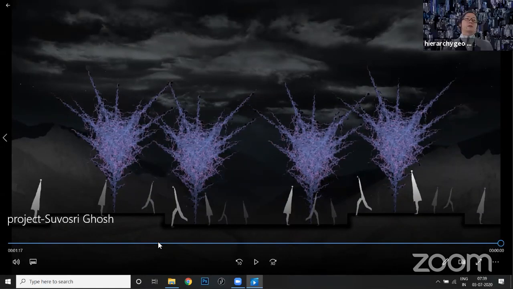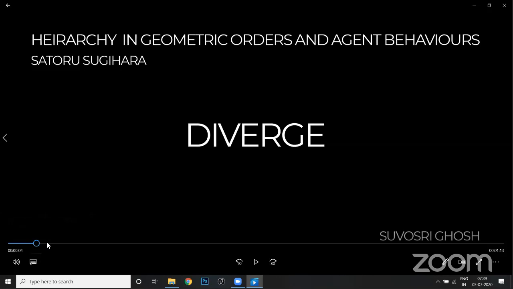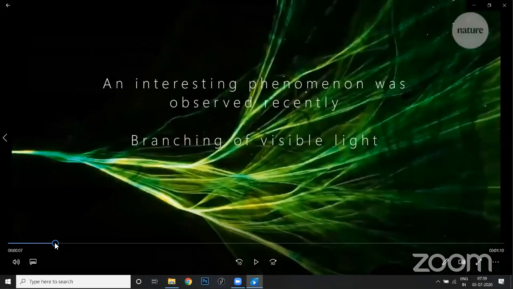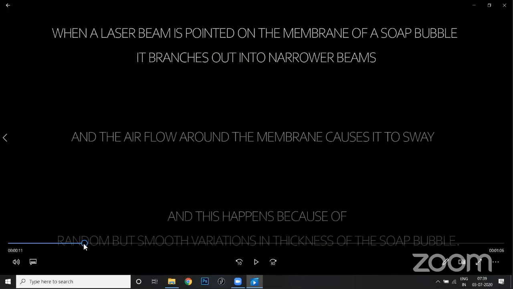Can you explain your project for people who see these? So I named my project Diverge. I started my whole project from the thought process of lightning and the branching and forking when lightning strikes. Then I shifted it to the branching of visible light, which was a very recent discovery. To explain that in a short way, researchers were experimenting with a laser beam, they pointed it at the membrane of a soap bubble and it branched out into narrow beams, which caused the air around it to sway.